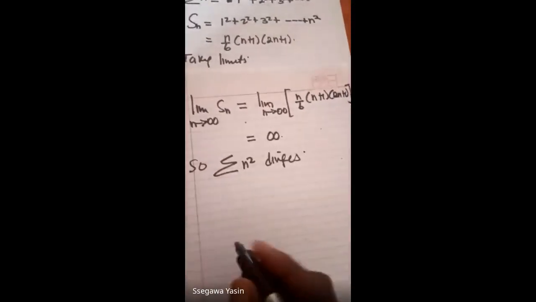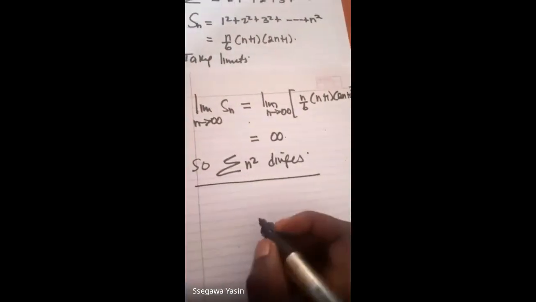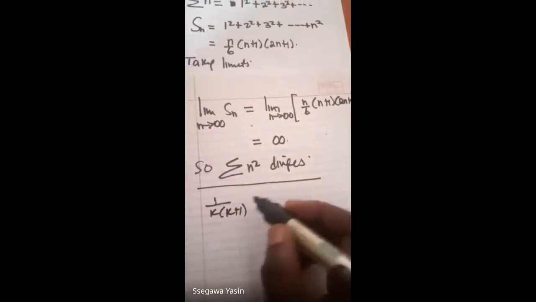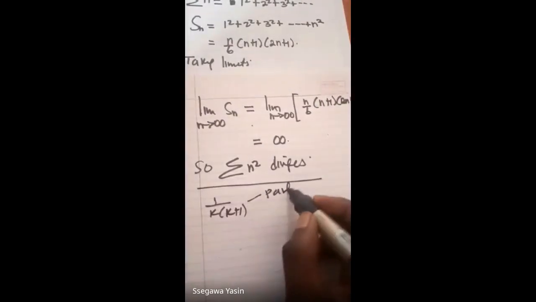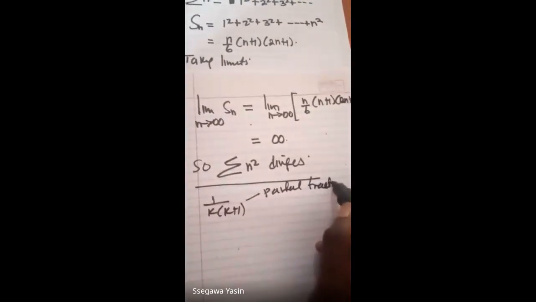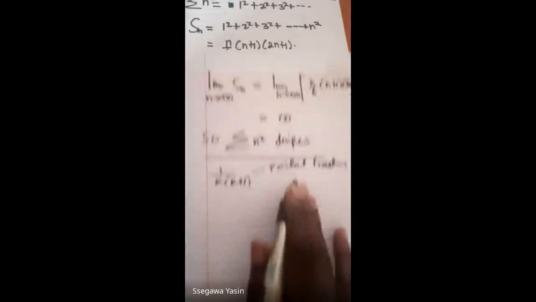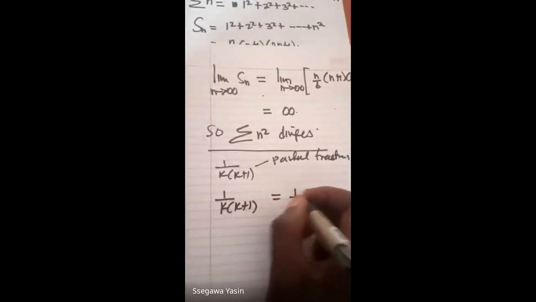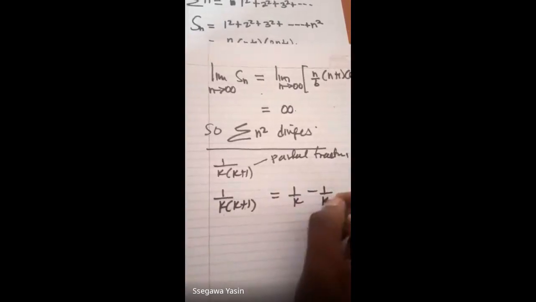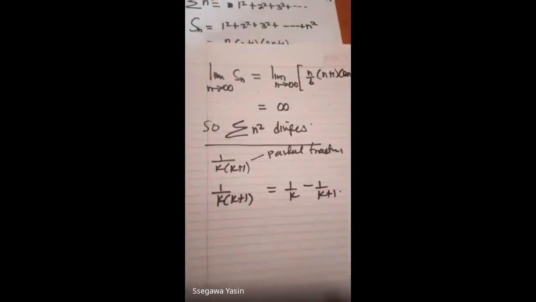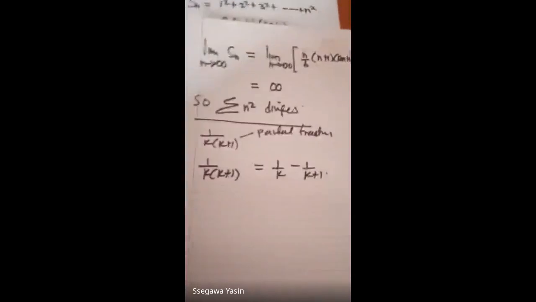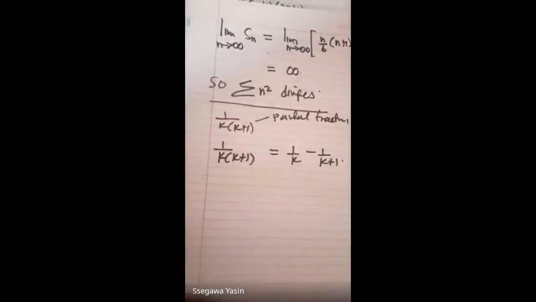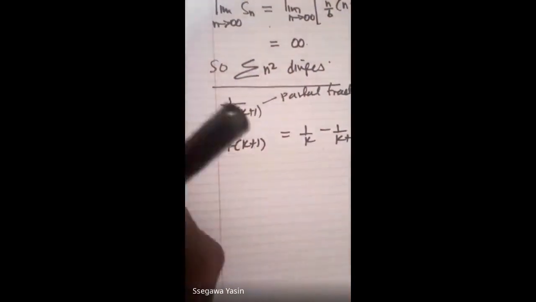So you will see that the other expression given in your work, which is 1 over k into k plus 1, you have to go to partial fractions so that you can obtain that expression. They are having 1 over k into k plus 1, which is 1 over k minus 1 over k plus 1. So that is where they are picking it from. Those are partial fractions, high school work. So I'm sure you can manage to go and get that answer there.